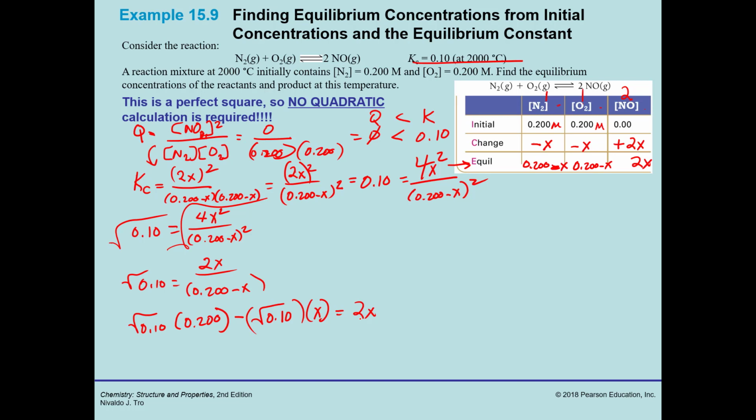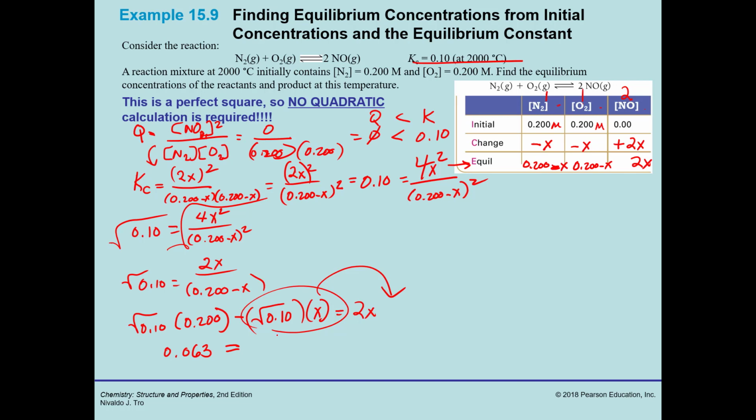All right, so all I did was cross multiply. Once I've done that, I'm going to do the square root of 0.1 times 0.2, which turns out to be 0.063. And then I'm going to move this over here, so the x's will be together.